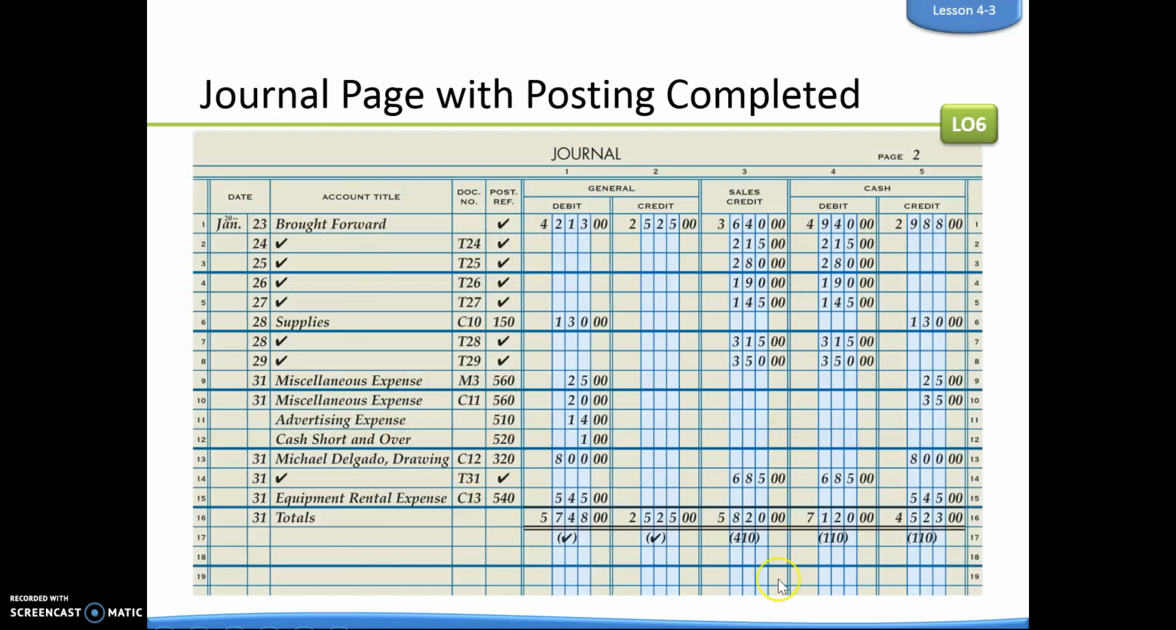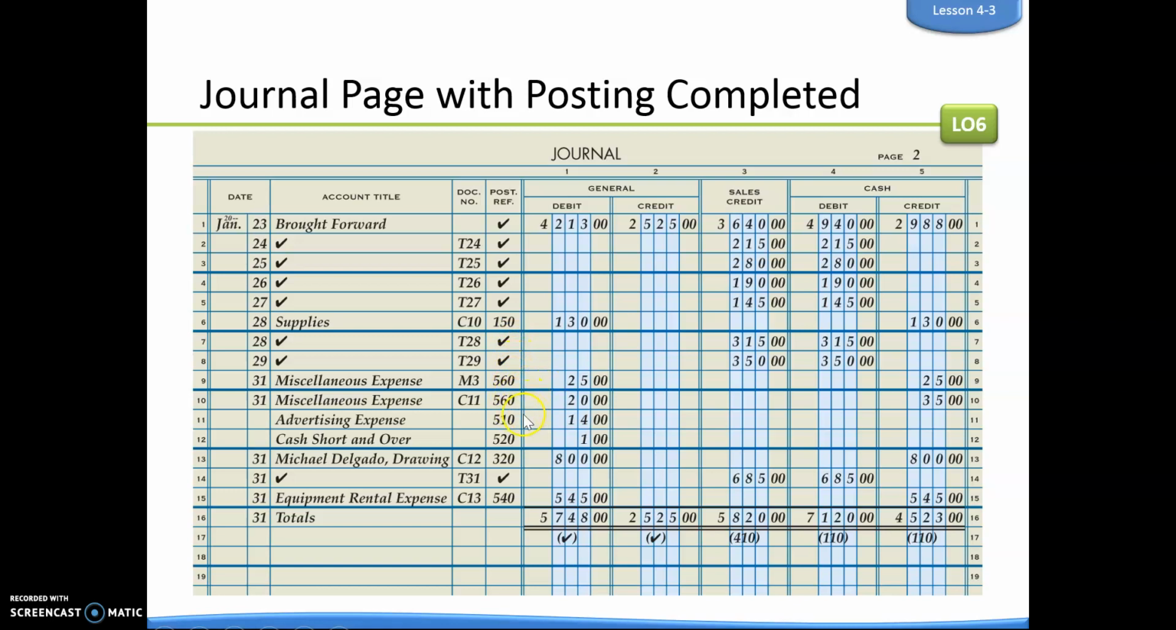And so here's a completed journal page, having been journalized, proven and ruled, and then posted. You can see here, all of these check marks are indications that we didn't have to post anything individually. You can see there's nothing in our general debit, general credit. They were sales credit and cash debit transactions. Here's one for supplies. So this is the supplies posting of 130. We had a few more that didn't need to be posted.